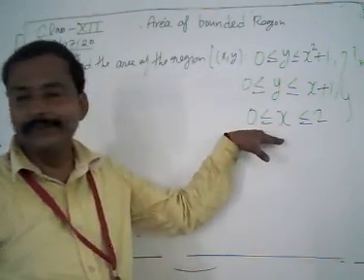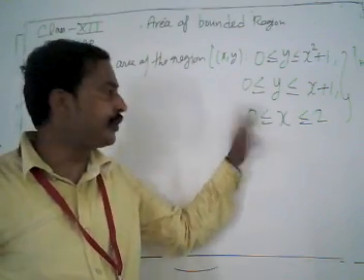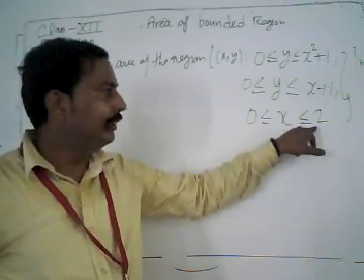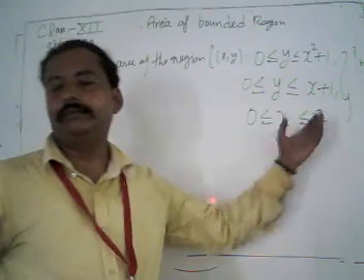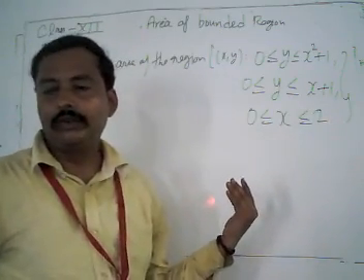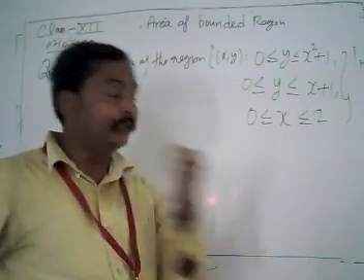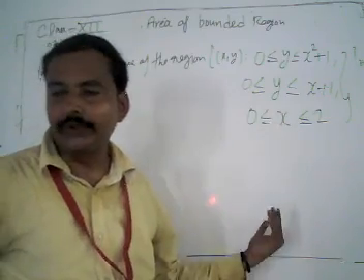and the curve x greater than or equal to 0 means our positive y axis, and x equal to 2 is the ordinate bounding the region.